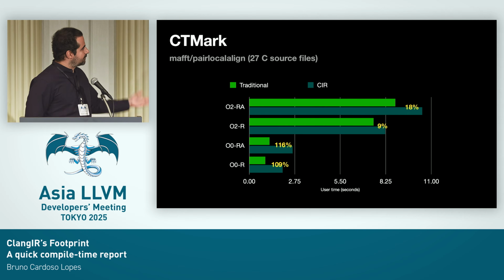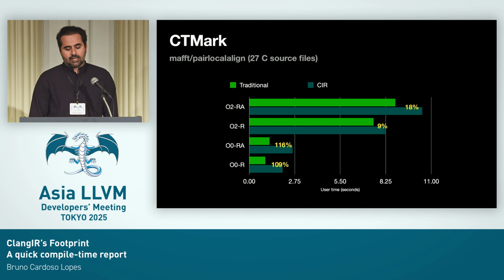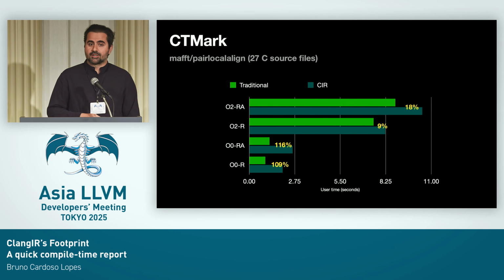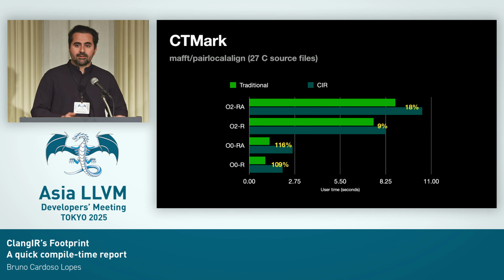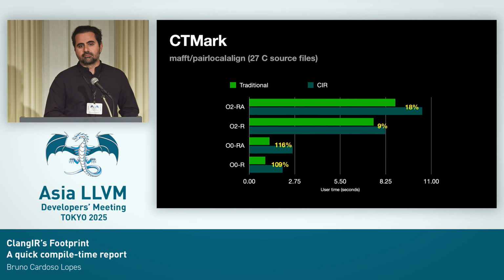So, first of all, the parallel line composed of 27 C source files. If we're looking at the O2 pipeline, right now the regression, quote unquote, is around 20% on a release asserts build, and around 10% on just a release. If we look at the O0 pipeline, that's a very different number, right? The reason is because most time in the compilation pipeline is spent with optimization.